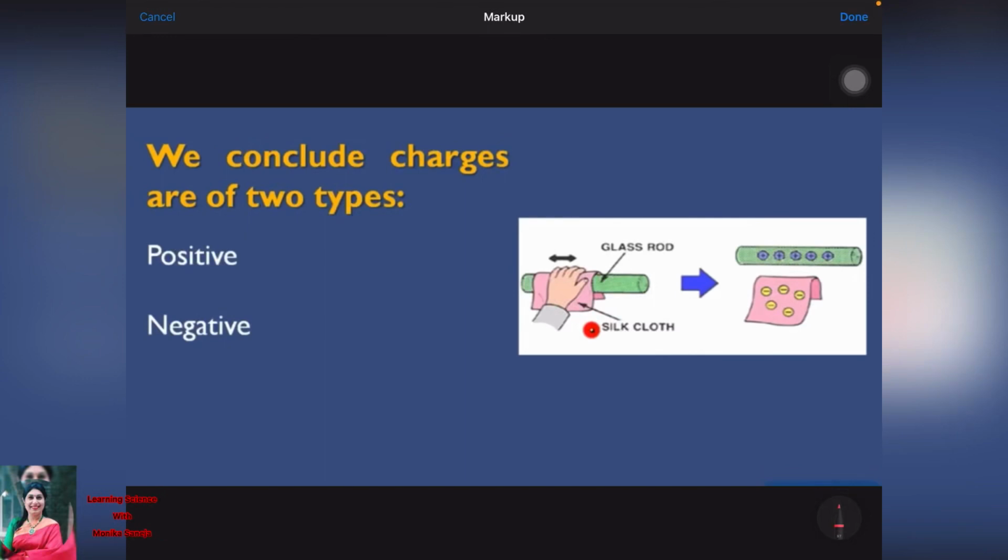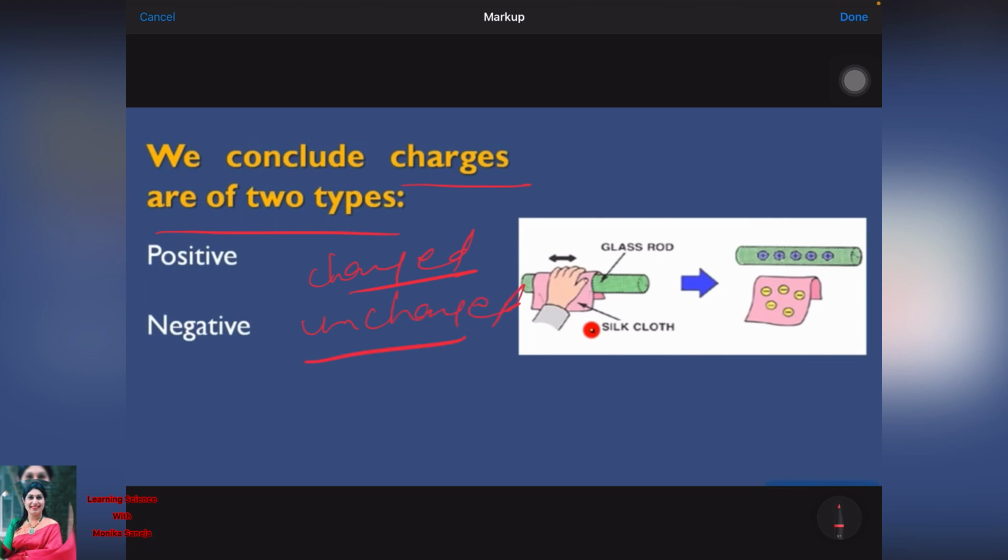Hello my dear student, in the previous video we discussed the types of charges, and we also discussed that the same charges repel each other and opposite charges attract each other. And there is also a force of attraction present between a charged body and an uncharged body. When there is a charged body and an uncharged body, there is a force of attraction.